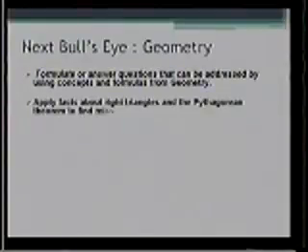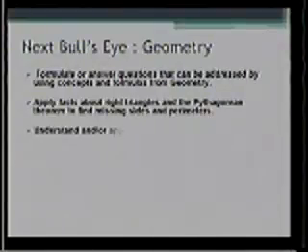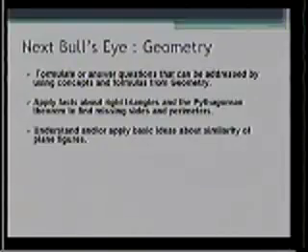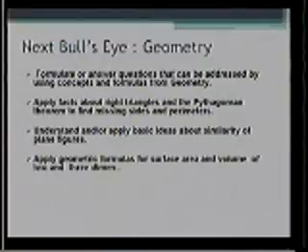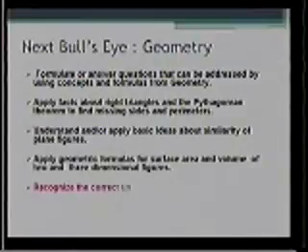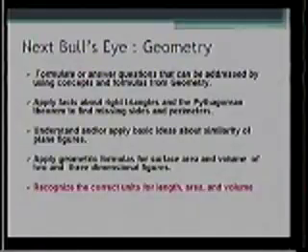In your next Bullseye presentation, geometry will be the topic. Some of the areas that we'll be looking at is to formulate and answer questions that can be addressed by using concepts and formulas from geometry. Apply facts about right triangles and Pythagorean theorem to find missing sides and perimeters. Understand and apply basic ideas about similarity of plane figures. Apply geometric formulas for surface area and volume of 2- and 3-dimensional figures. And recognize the correct units for length, area, and volume.